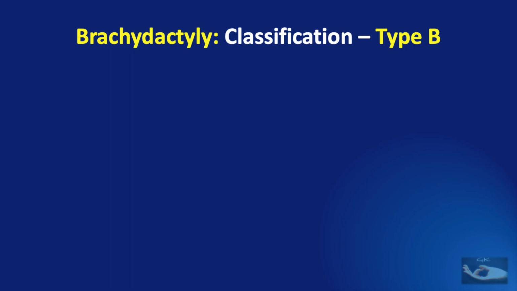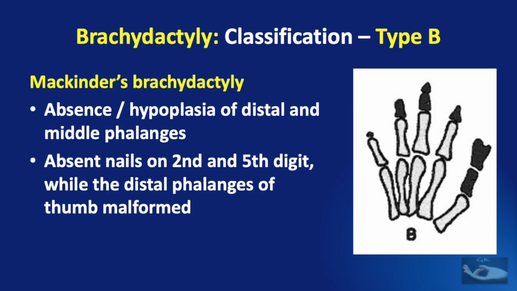Type B brachydactyly is known as Mackinder's brachydactyly. Here there is absence or hypoplasia of the distal and middle phalanges. They present with absent nails on the second and fifth digit, while the distal phalanges of the thumb are malformed. Other anomalies may be associated, such as syndactyly, symphalangism, carpal fusion, and also shortened metacarpals or metatarsal bones in the toes.